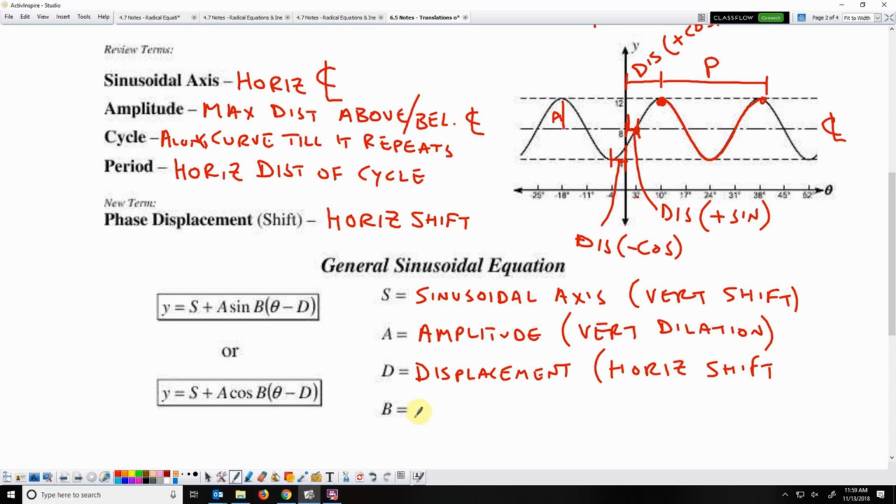And B is 2 pi over the period. It's also good to note that the period is 2 pi over B. And that will be the horizontal dilation.